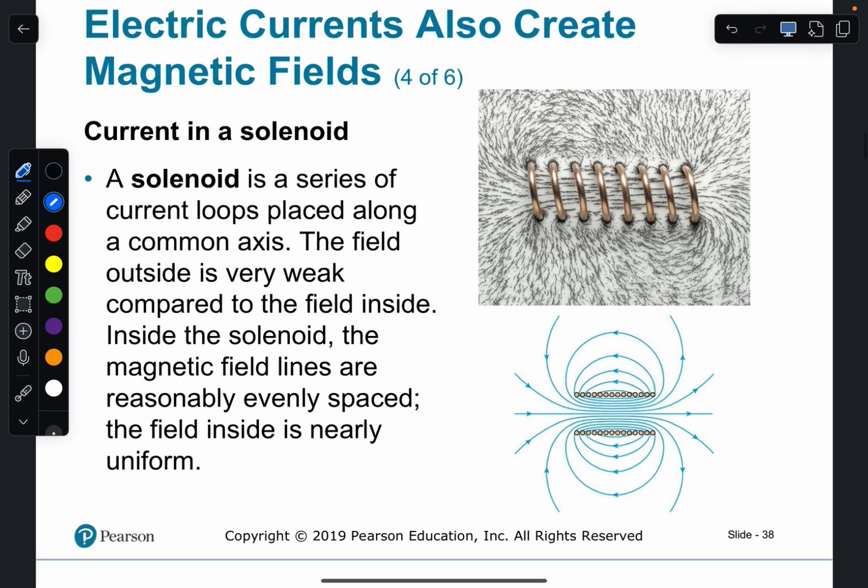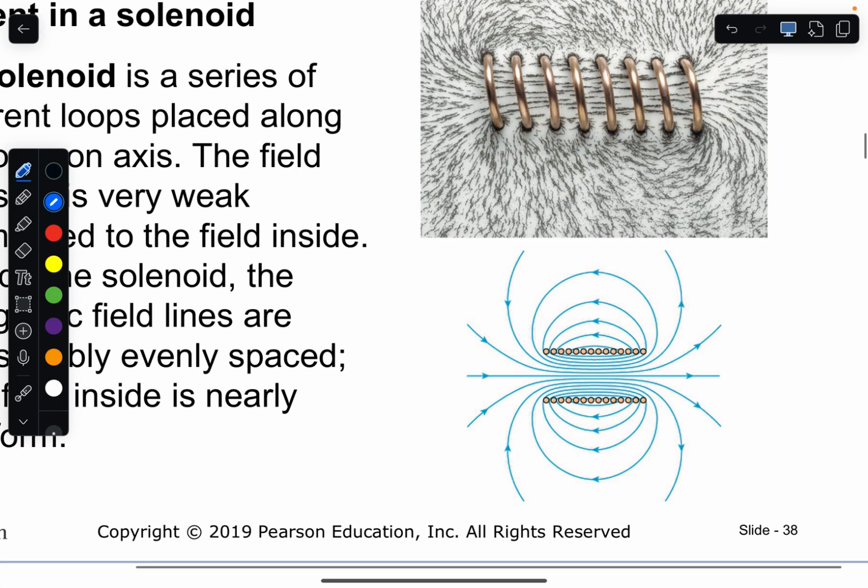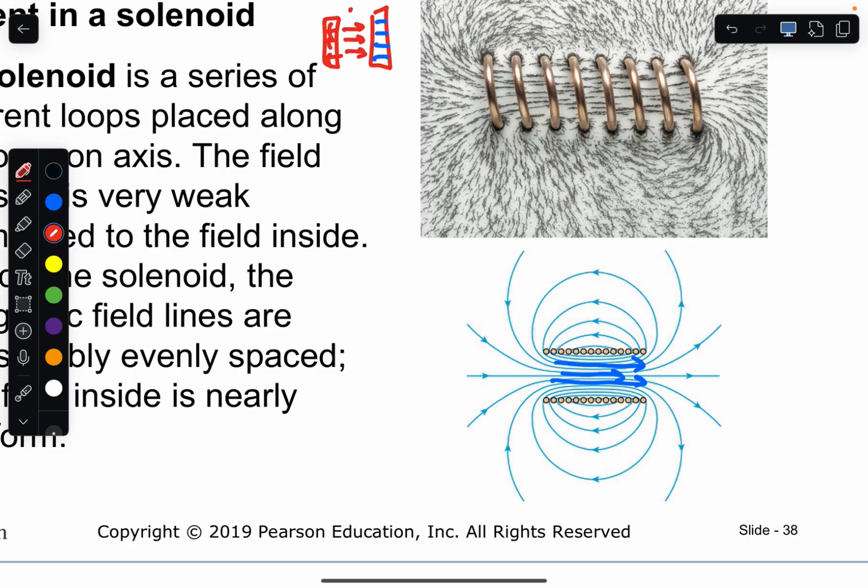Because when you wrap a bunch of loops together, what do you get? You get a really nice, straight magnetic field. Right? That's why we had capacitors in the previous chapter, right? We had capacitors with positive plates and negative plates. And why did we like capacitors? Because they created really nice uniform electric fields. So this is kind of like our capacitor in magnetic field world, right?